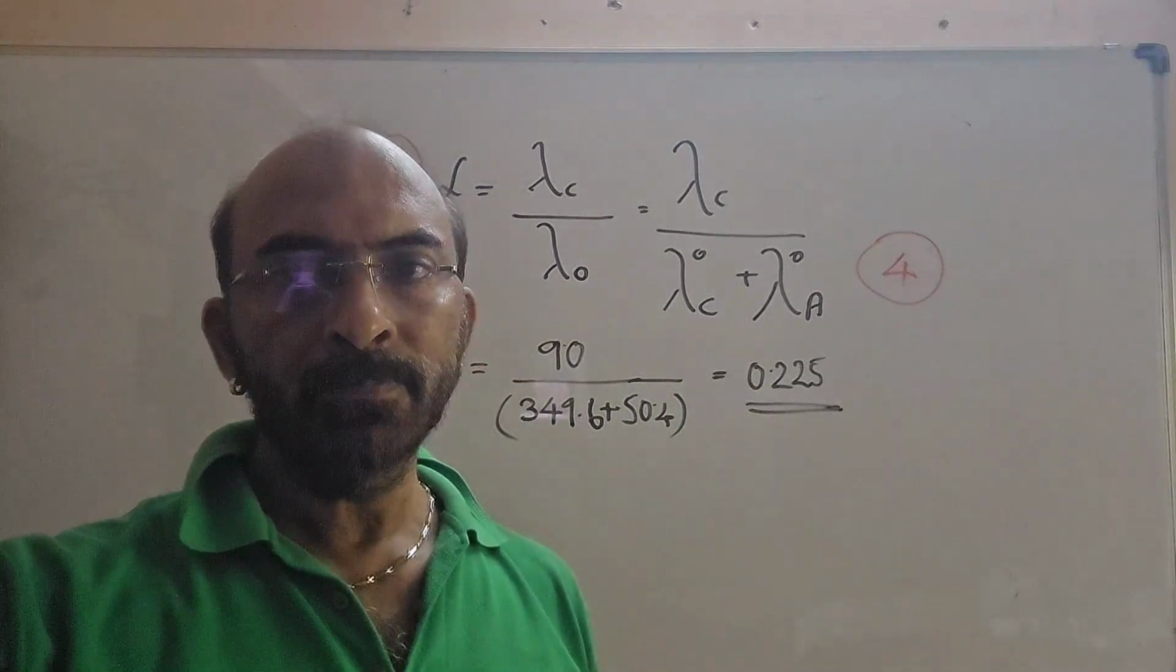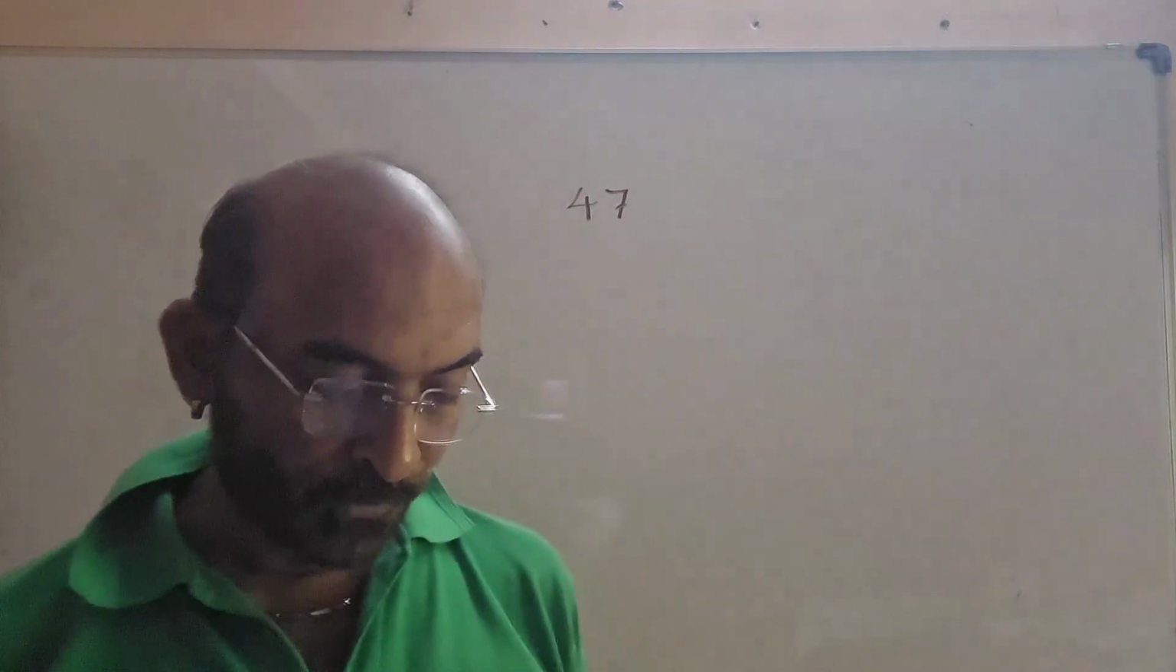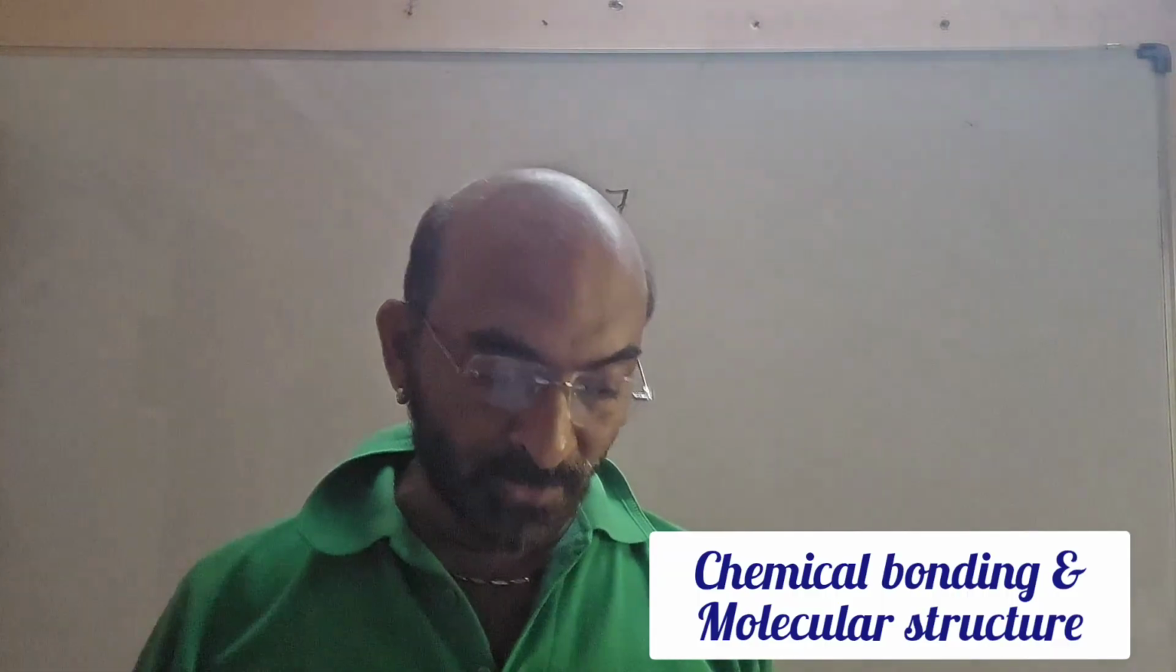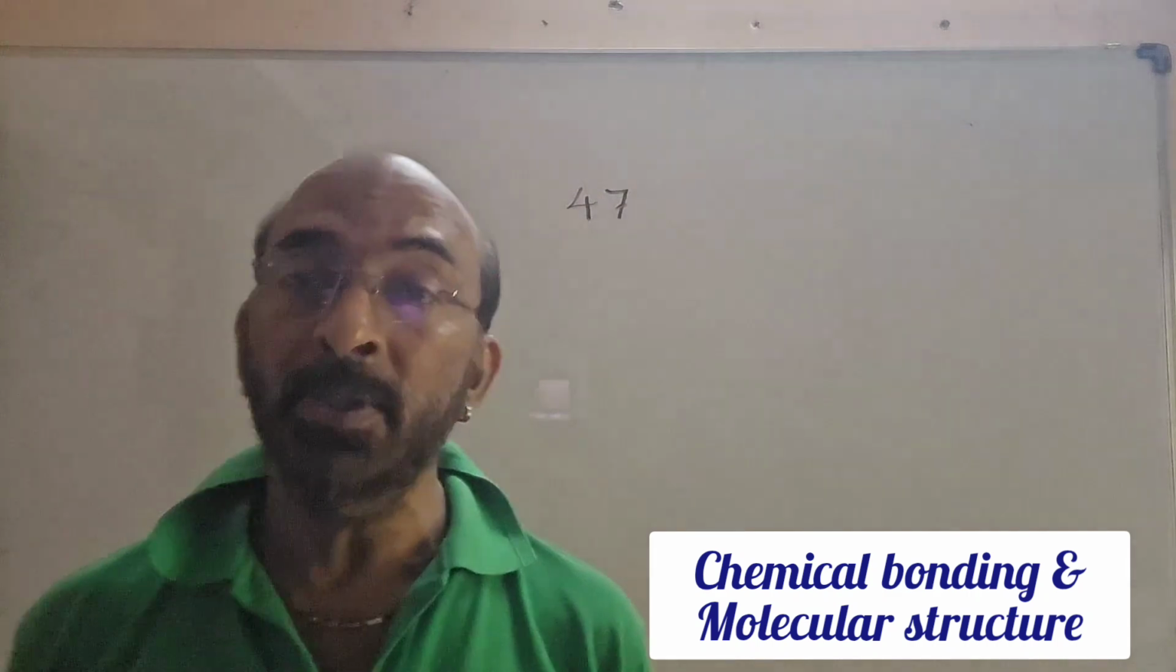Okay. The next question, question number 47. It's a statement-based problem. Statement 1: A hypothetical diatomic molecule with the bond order 0 is quite stable. Even without reading the next one, we can verify this statement.